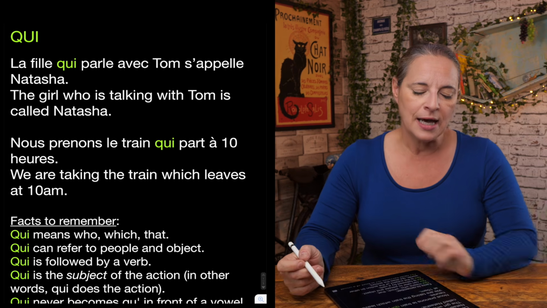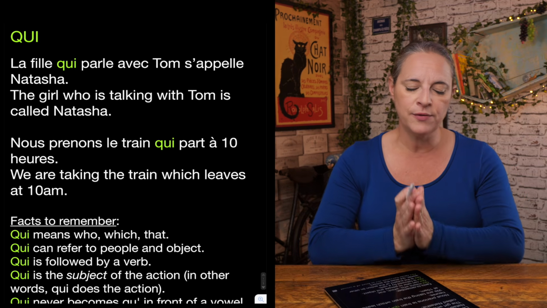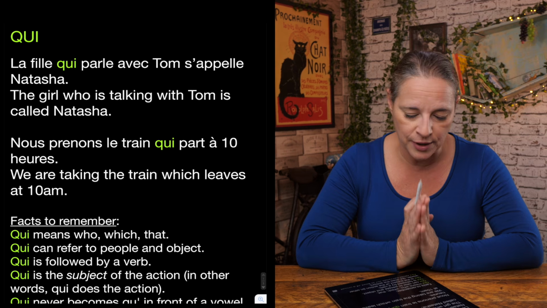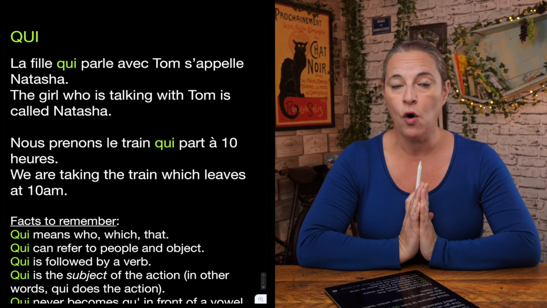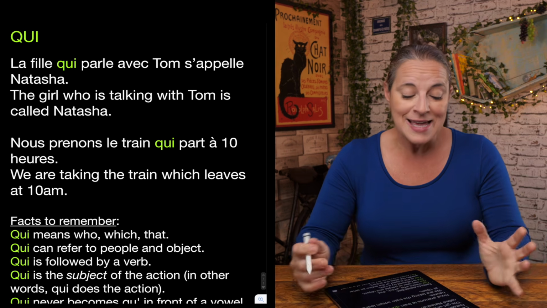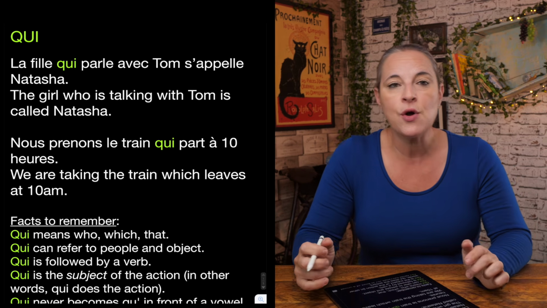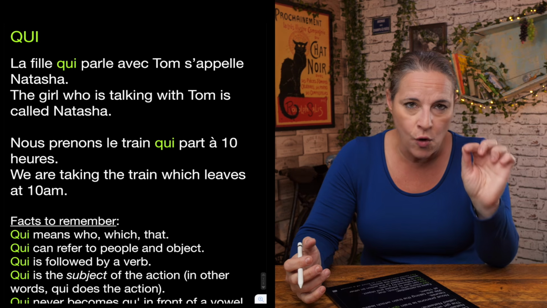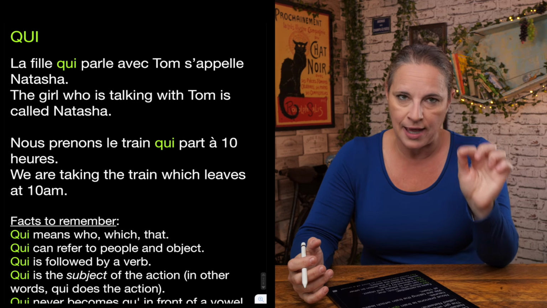Right, let's have a look at the difference between que and qui before we get to practice this relative pronoun, ou pronom relatif. Now, have a look at that. When we use qui, it is always followed by a verb, okay? So qui means who or which or that. Qui can refer to a person or an object, and qui is always followed by a verb.